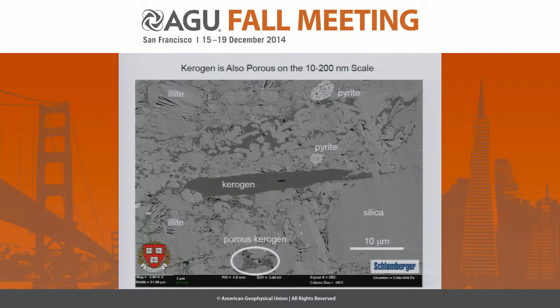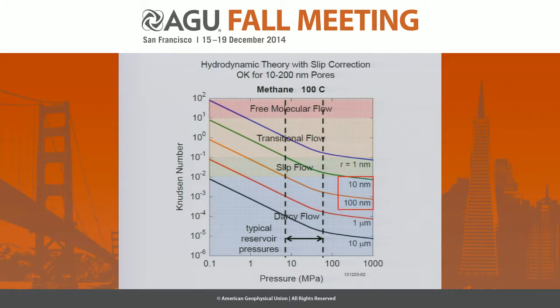So let's go back to our picture of kerogen once again, and this time we're going to focus on the more porous kind of kerogen down here in the white circle. And again, these pore spaces are in the 10 to 100 nanometer pore size, and when we look at them on our handy chart, we see that generally, under reservoir conditions, we are safely within the Darcy flow or hydrodynamic regime, perhaps with some contribution of that simple slip flow correction.